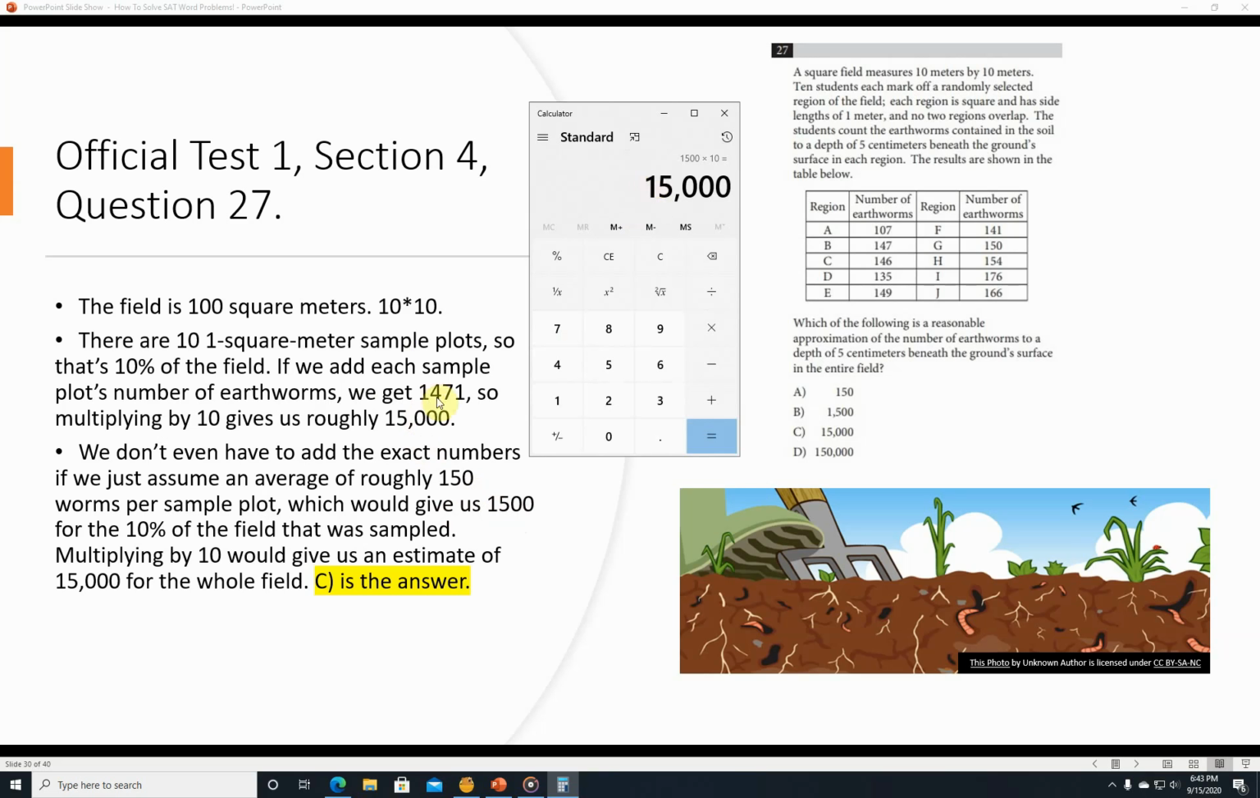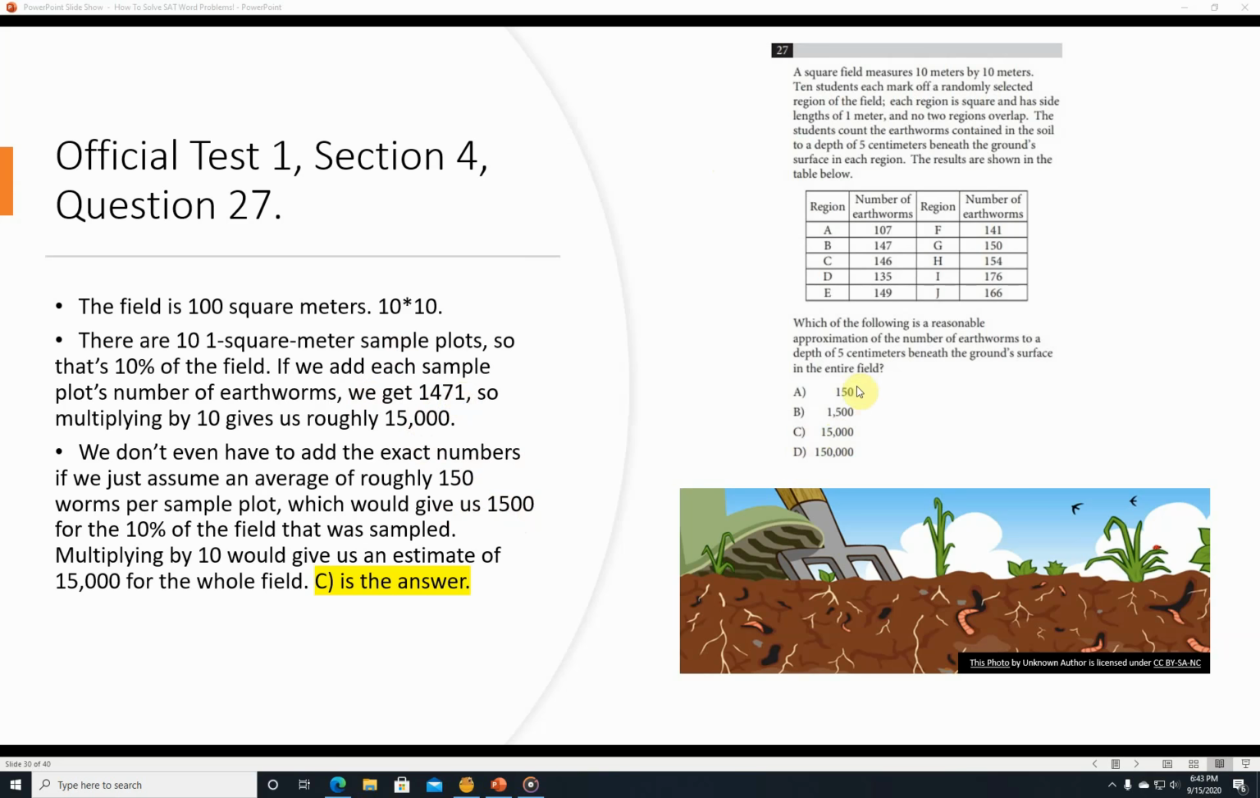Because if you estimate it at 1,471 from adding it, or if you just say it's roughly 1,500, you're going to end up with an estimate of 15,000 either way. And notice these are all, again, different by an order of magnitude, which is just a fancy way to say a multiple of 10. So there's no way that you're going to be off by an order of magnitude in an estimate unless you really messed something up. So with these answers spaced that far apart, you should have no trouble telling that it's answer choice C.